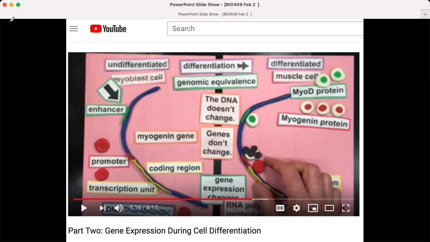So here, we're learning about the muscle differentiation and the muscle genes. And we're going to do this next Tuesday in class. We're going to see that this is a universal story of genes and gene expression in cells.